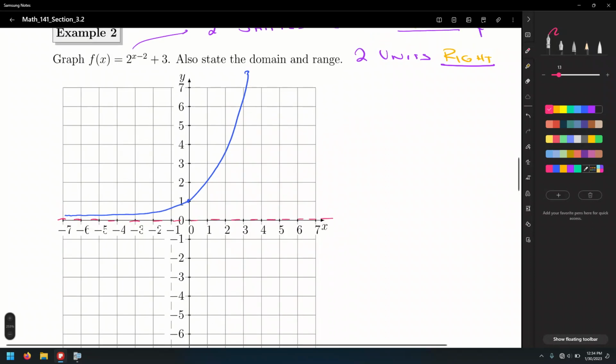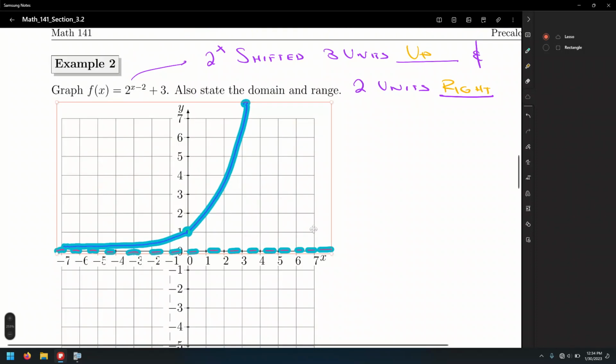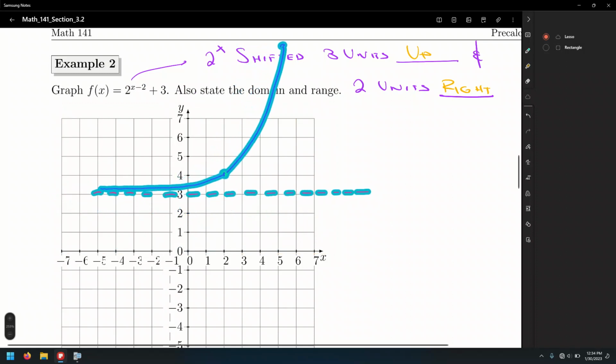Let's keep an eye on this point. Let me hold on the whole graph, and I'm going to focus on this point. I'm going to shift it 3 units up, so that's going to become a 4. And then I'm going to shift it 2 units to the right. That's how the graph is going to look this time: 3 units up, which gives 4, and 2 units to the right. All right, so that's the new graph. That's the translated graph.